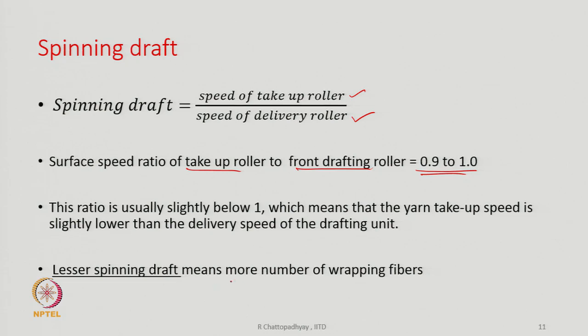Lesser spinning draft means more number of wrapping fibers. It has been seen that if the spinning draft is less, more wrapper fibers will be formed.